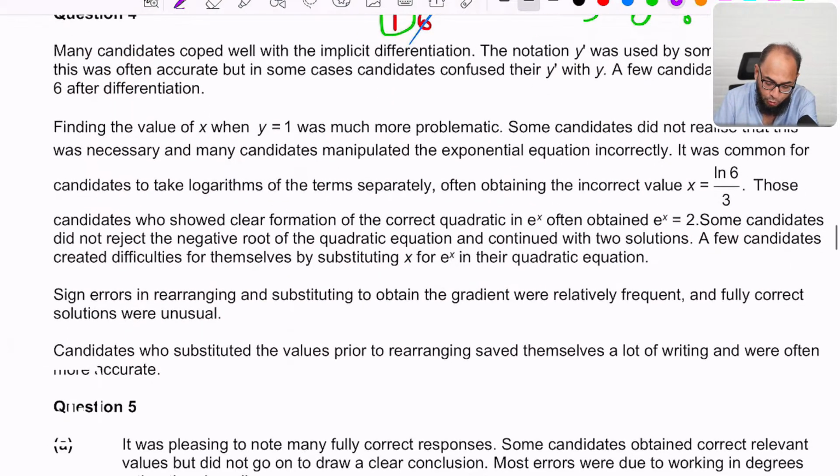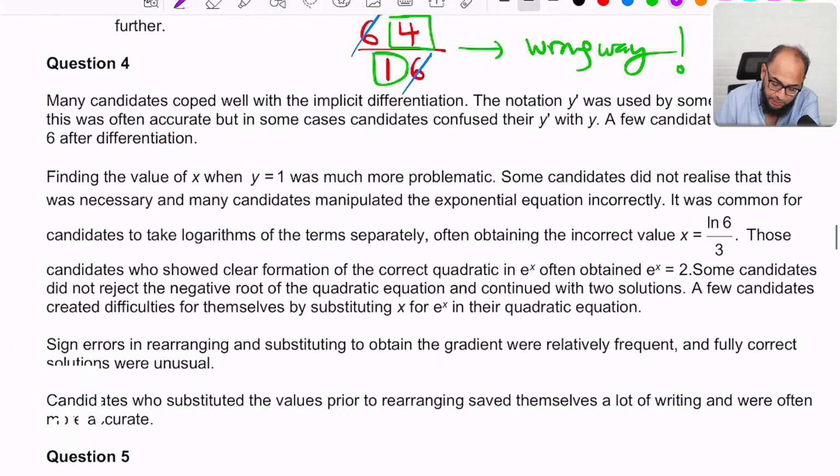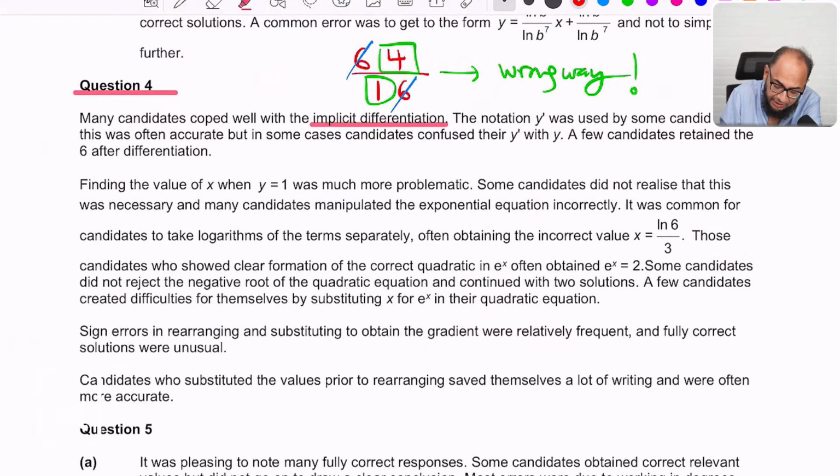So now let's look over here. Many candidates coped well with implicit differentiation. So let me get this handy. This question number 4 was about implicit differentiation. The notation y prime was used by some candidates. This was often accurate, but some candidates confuse the y prime with the y. A few candidates retain 6 after differentiation. They are talking about a mistake. Finding the value of x when y is equal to 1 was much more problematic. Again, I'm emphasizing this, that you have to do this over and over again.